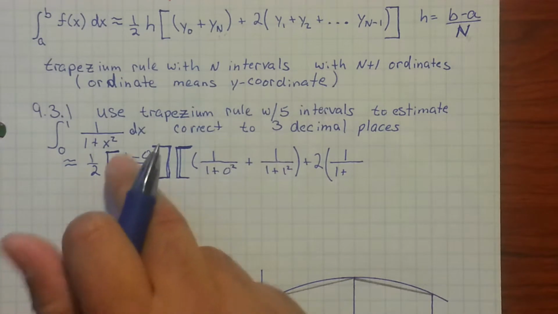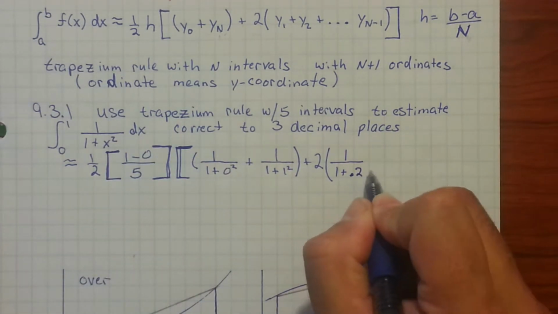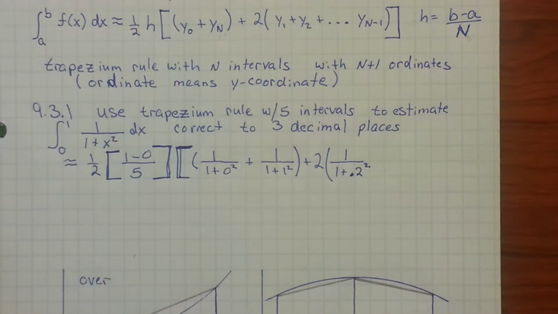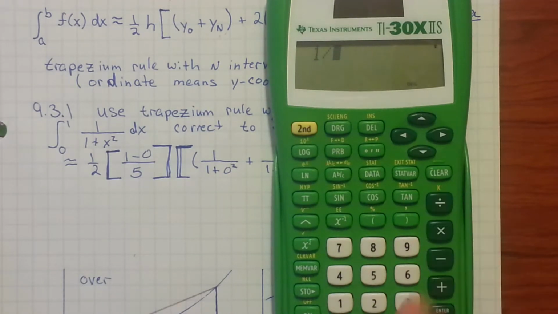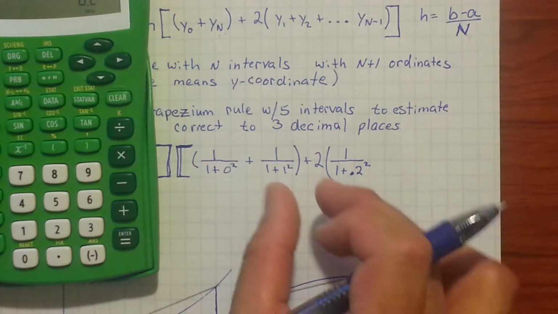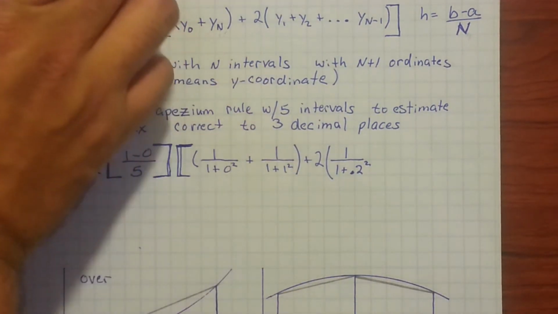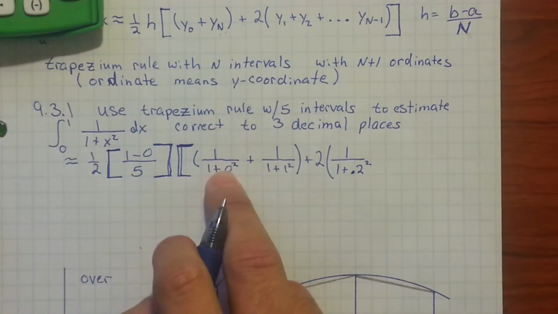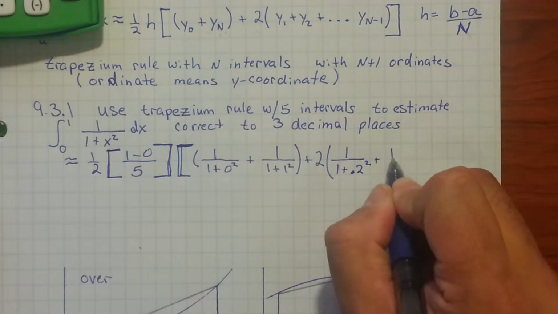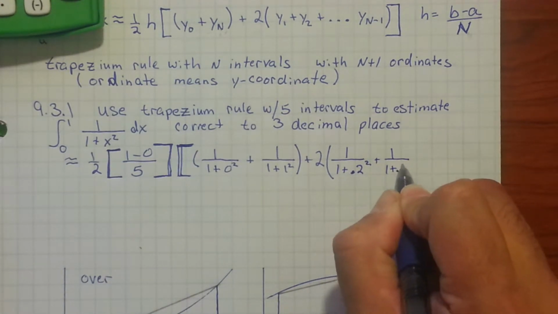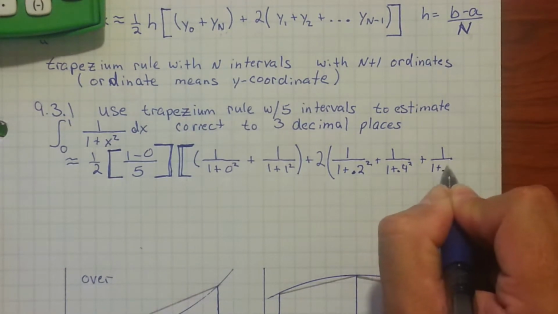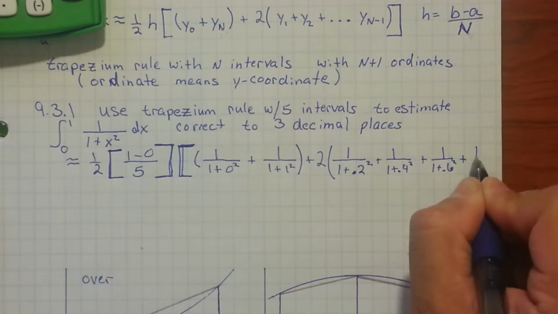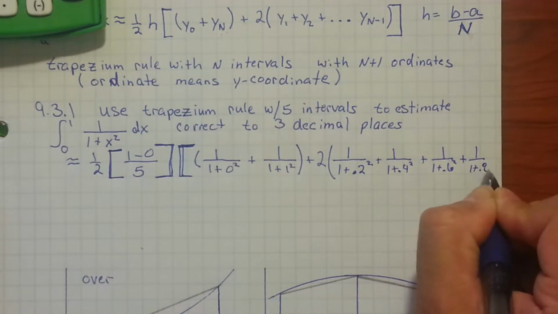Oh wait, 0.2. I'm sorry, 0.2 squared. Make sure it's clear: I get 1 divided by 5. That gives me 0.2. So each one is going to go up by 0.2. So I started at 0, and the next one's going to be plus 1 over 1 plus 0.4 squared, plus 1 over 1 plus 0.6 squared, plus 1 over 1 plus 0.8 squared.